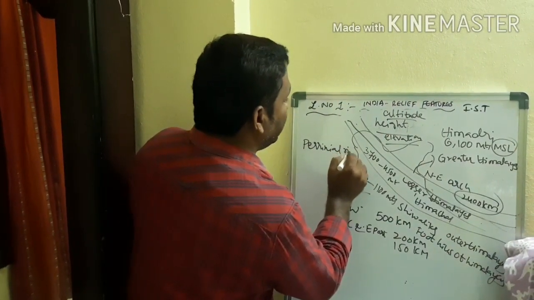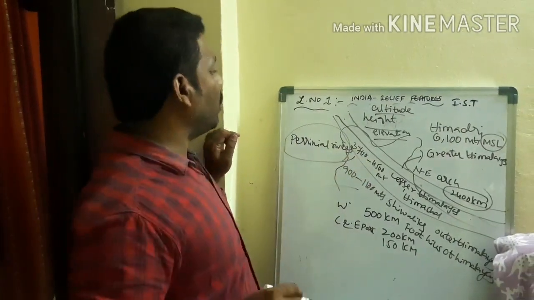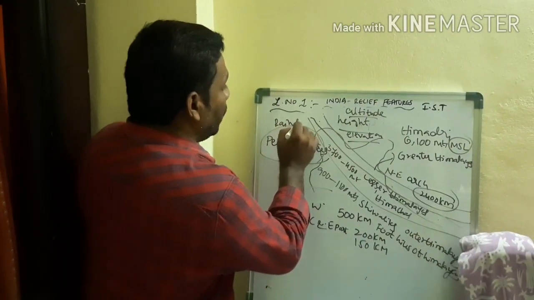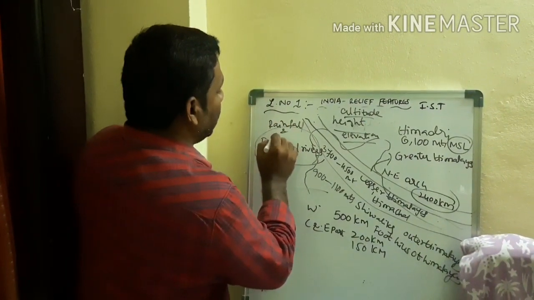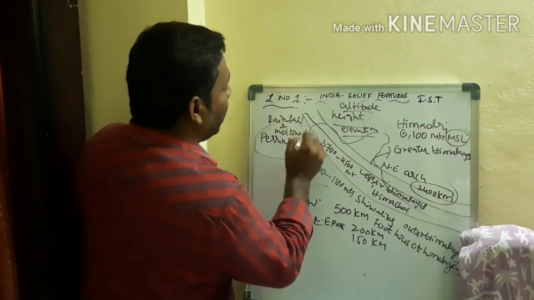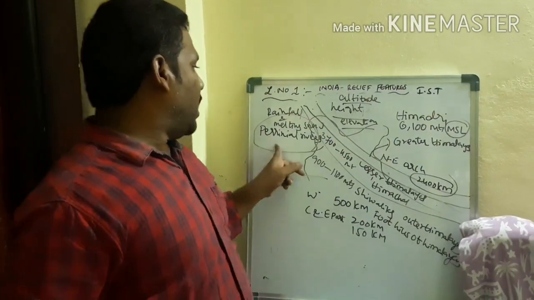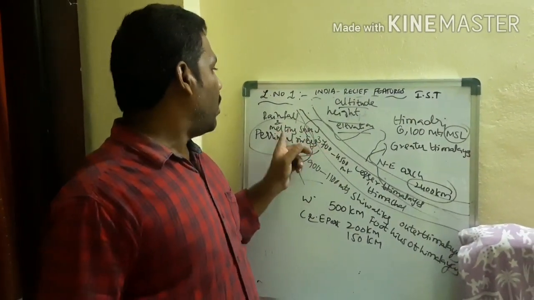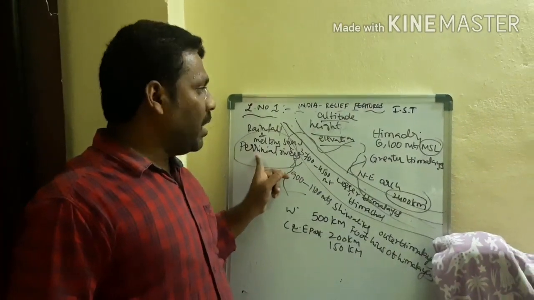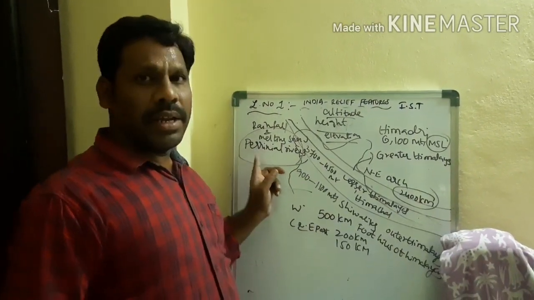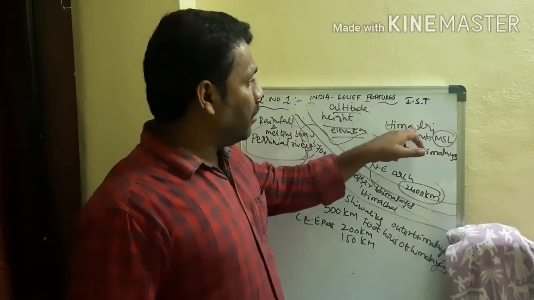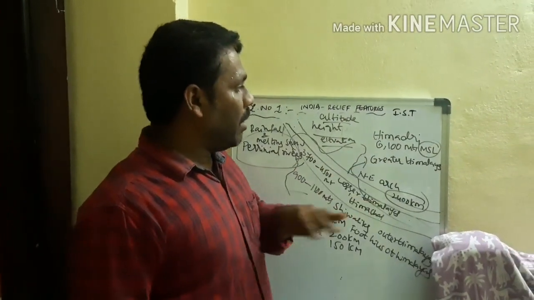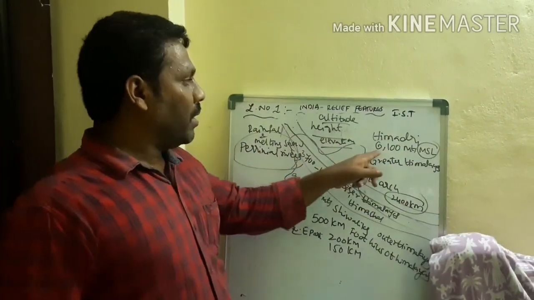Perennial rivers are the rivers which flow throughout the year, due to rainfall as well as melting of snow. So the rivers flow throughout the year due to rainfall as well as glacier melting or snow melting. That is called perennial rivers, or Himalayan rivers. These rivers have their source where? The Himadri. Why? Because the glaciers are found here, and snow and ice cover it completely.